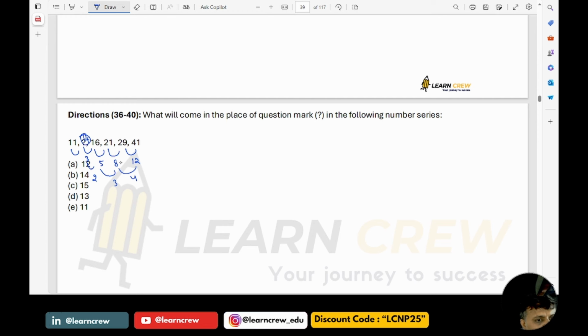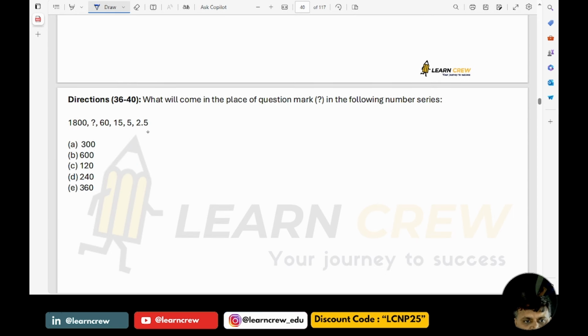Am I correct? Here, how much difference? 4 difference. Here 3 difference. So here it should have 2, which means here it has to be 3. So the term should be 13. It is not 14, it is 13, because 13 plus 3 is 16. Next.